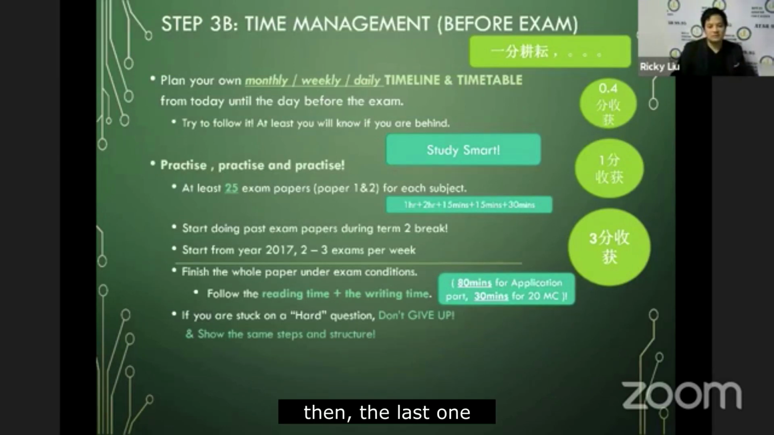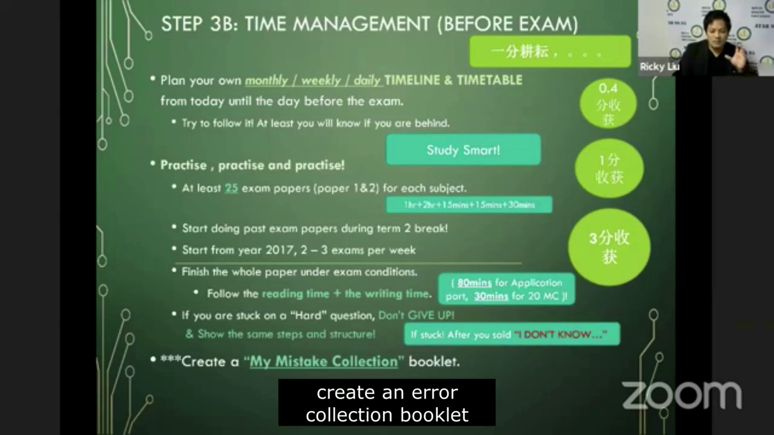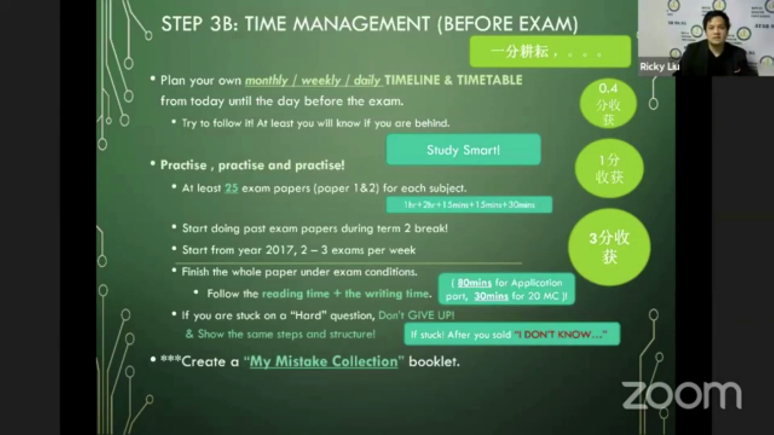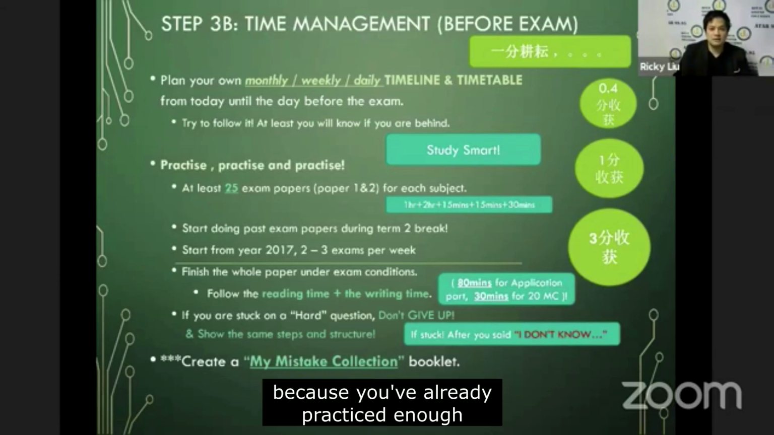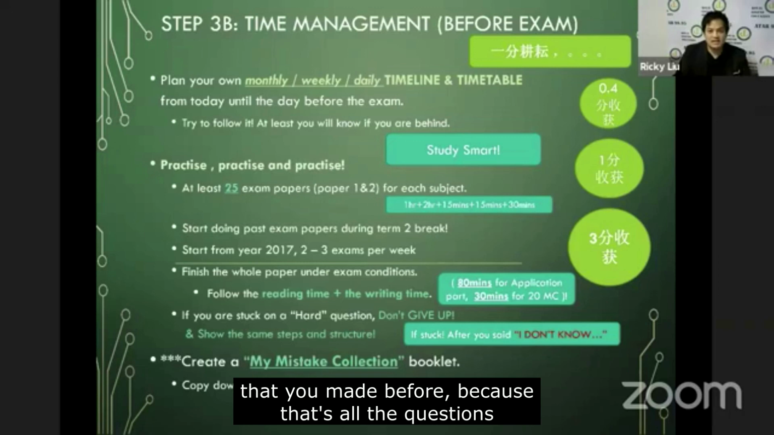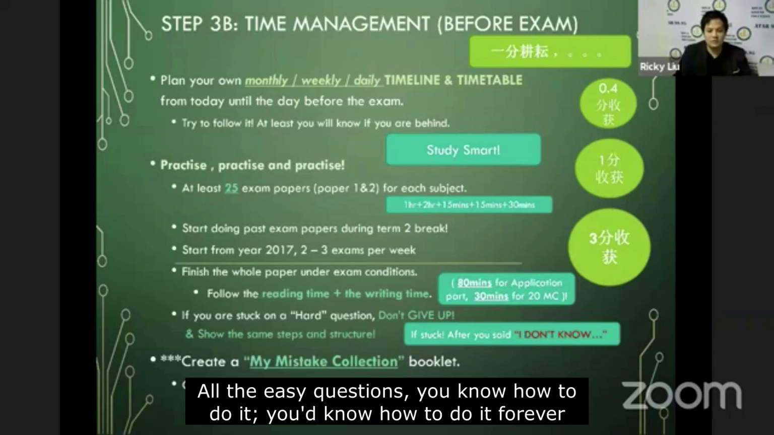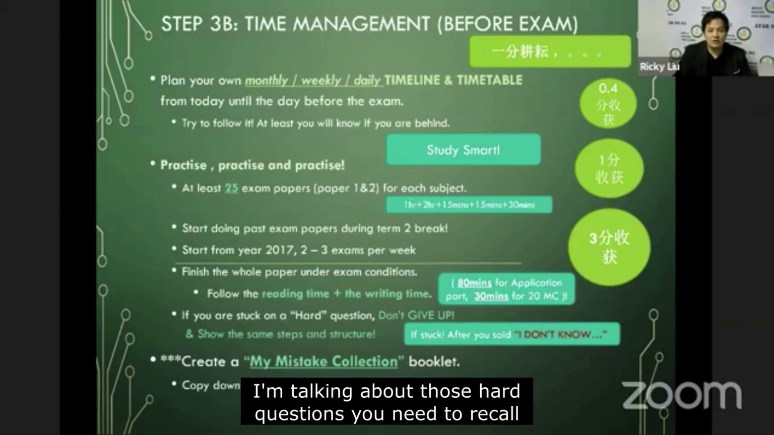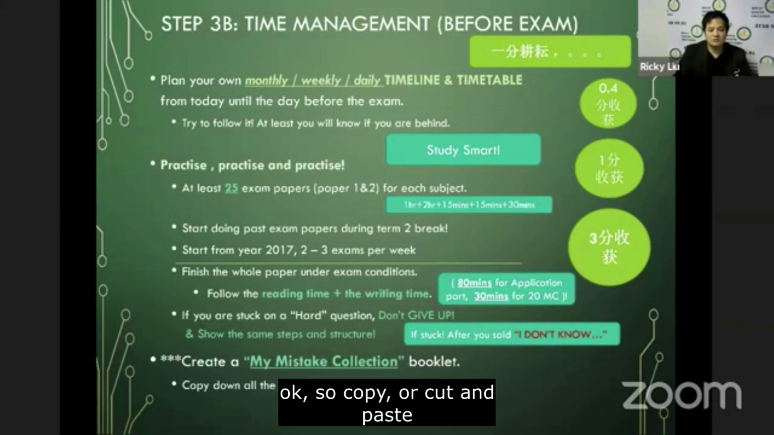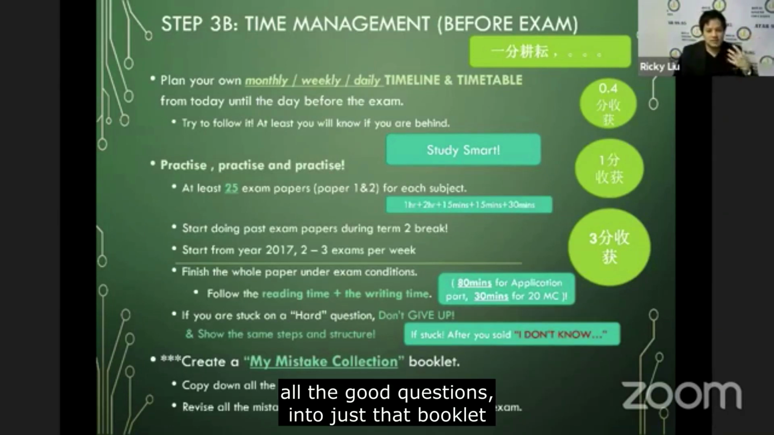Then the last one is this. Create your error collection booklet. 1 week before the exam, you're not going to do any more past exam papers, because you already practiced enough. You start to read, okay? Read all the concepts that you made before, because that's all the questions. It's good for you. All the easy questions, you know how to do them forever. I'm talking about those hard questions you need to recall. Okay, so copy or cut and paste all the good questions into just a booklet.